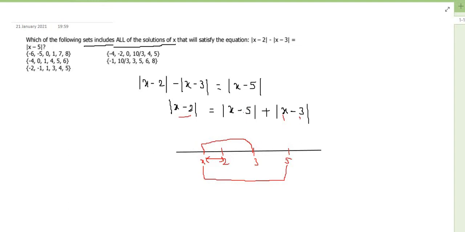All right, so now let's check if x is between 2 and 3. So let's say your x is between 2 and 3, so will it work now? So this distance is equal to the sum of this and this distance.